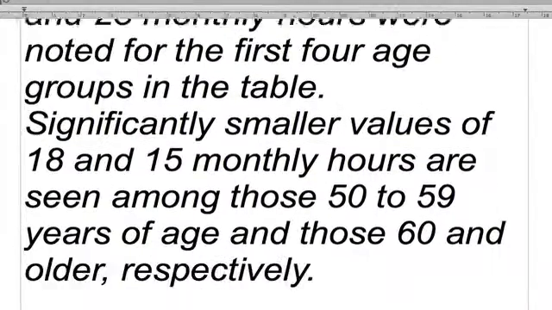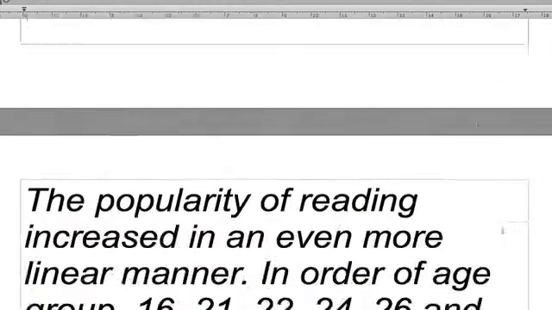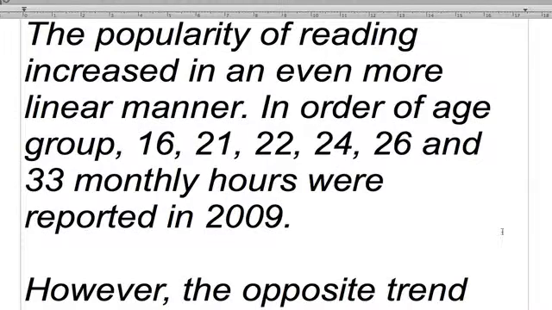The popularity of exercise, however, moved in tandem with age as figures of 15, 17, 22, and 23 monthly hours were noted for the first 4 age groups in the table. Significantly smaller values of 18 and 15 monthly hours are seen among those 50 to 59 years of age and those 60 and older, respectively. The popularity of reading increased in an even more linear manner. In order of age group, 16, 21, 22, 24, 26, and 33 monthly hours were reported in 2009.